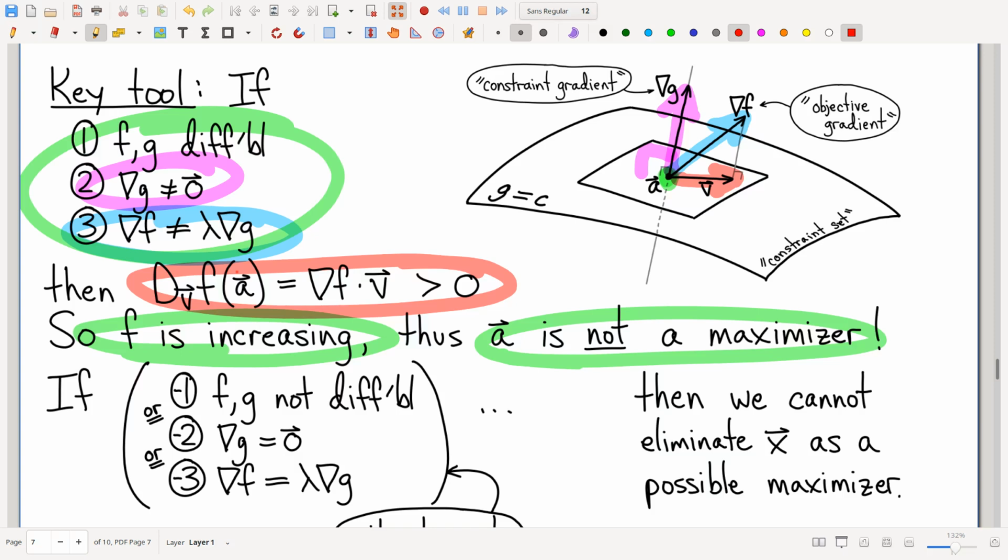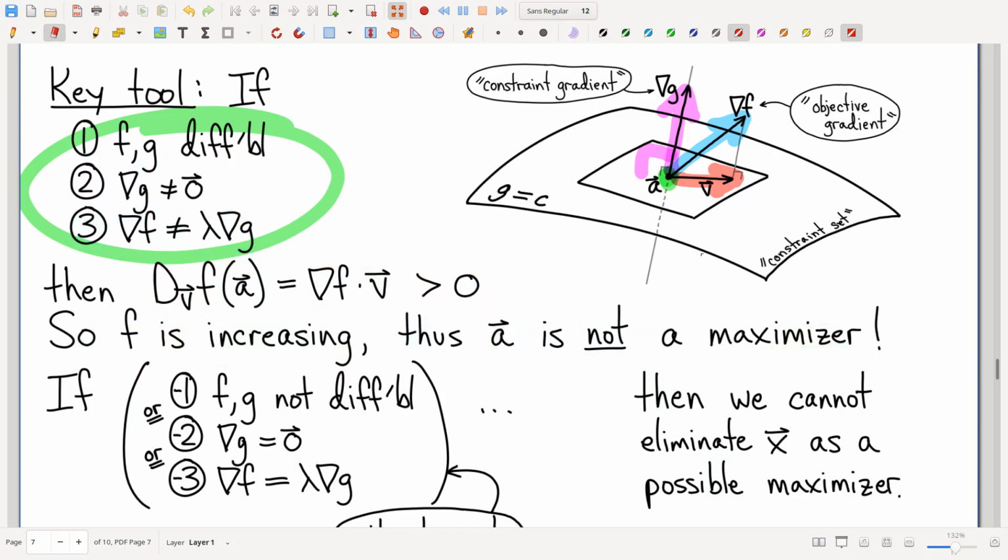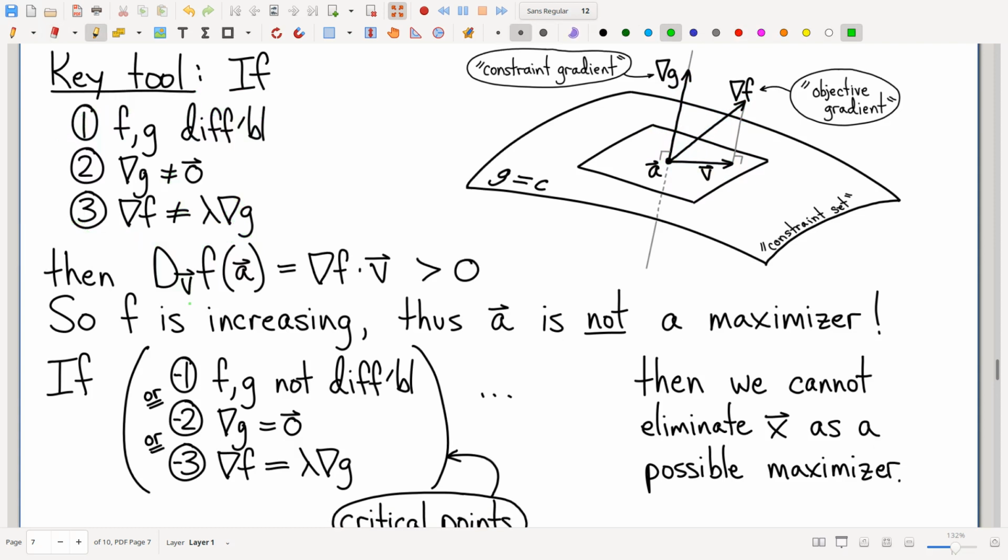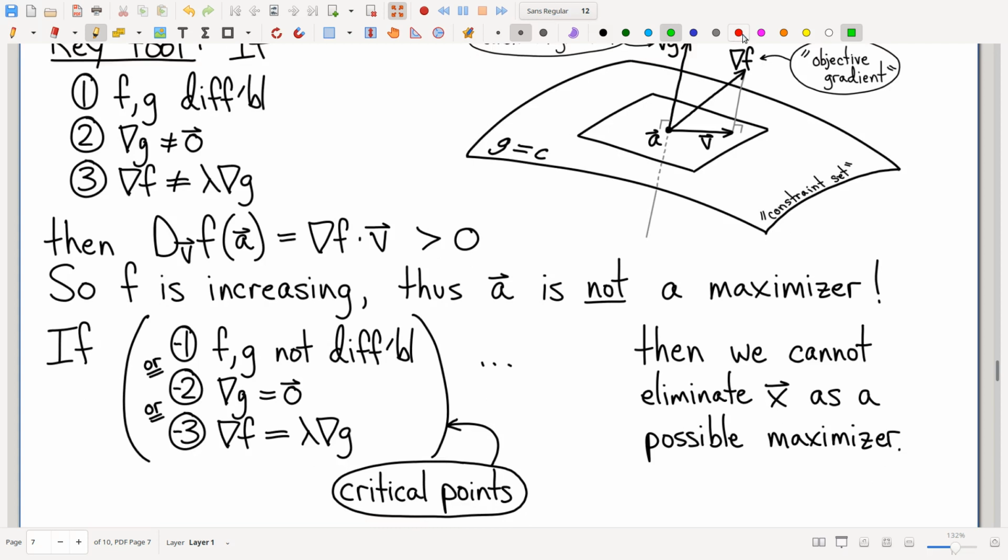Okay. All right. So again, good news. This works most of the time. Most of the points in the domain will satisfy all of these conditions. And so it's only the ones where one of these conditions fails that we have to worry about. And so again, we call these critical points. Again, critical point means we have no idea what's happening at that point. Doesn't mean it's a max, doesn't mean it's a min. It means we don't know. Might be, can't eliminate it. I don't know.